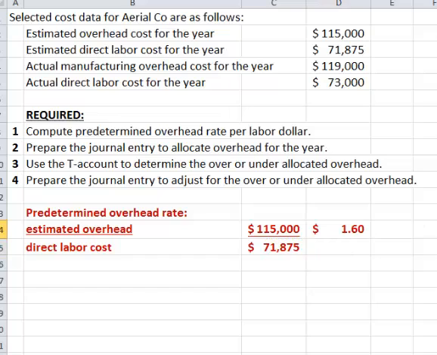$1.60 per dollar of direct labor, and we can express that as a percent. We can express that as 160% of direct labor cost. Either one is fine.